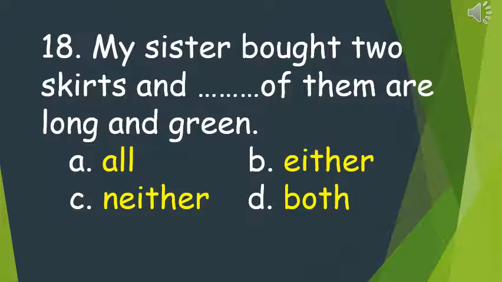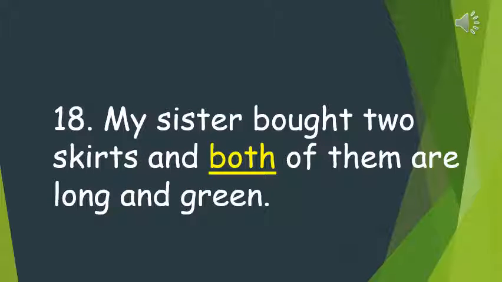My sister bought 2 skirts and space of them are long and green. All, either, neither, both. My sister bought 2 skirts أختي اشترت جبتين and both of them كلاهما are long and green. طبعا both طبعا بتشير لشيئين.